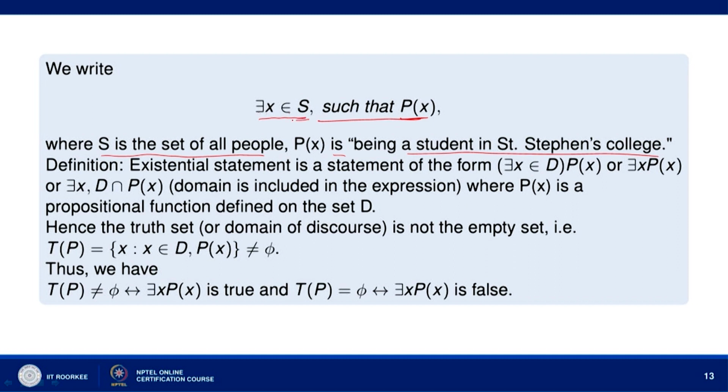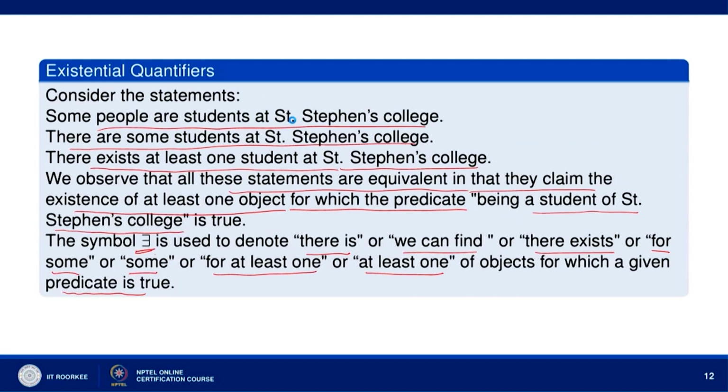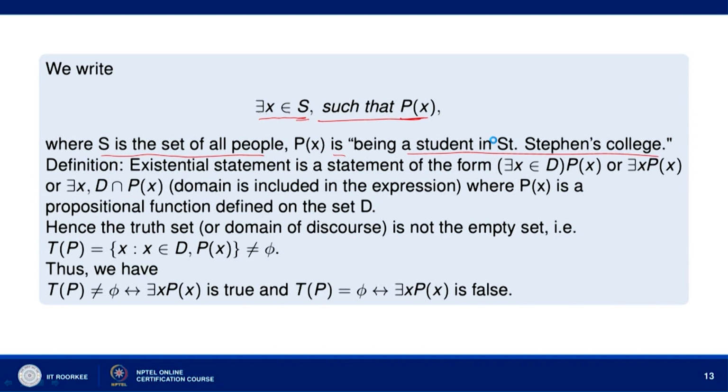So, we can write these statements symbolically in the following form. If S denotes the set of all people, then we can write those three statements symbolically in the following form: there exists x belonging to S such that P(x), where P(x) is the predicate a student in St. Stephen's College.